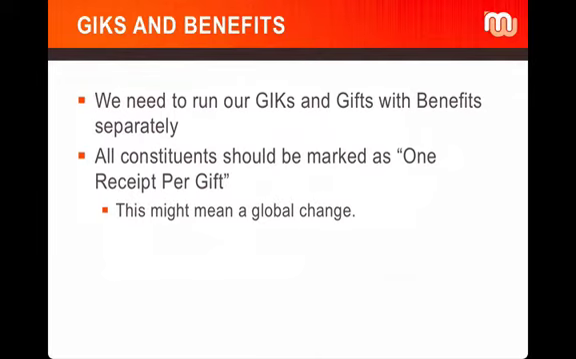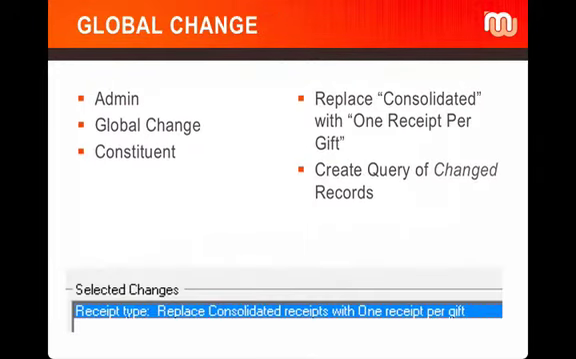So we do those separately. All constituents marked as one receipt per gift. This is basically the change you are making. So you are replacing consolidated with one receipt per gift. Now there's two ways you can do a global change, or two major ways. You can either do a replace or you do an add and overwrite.